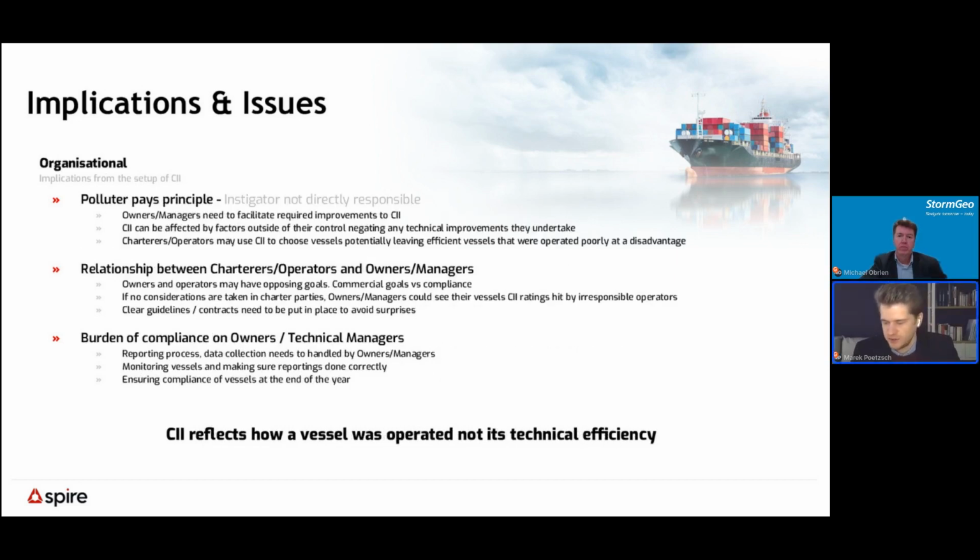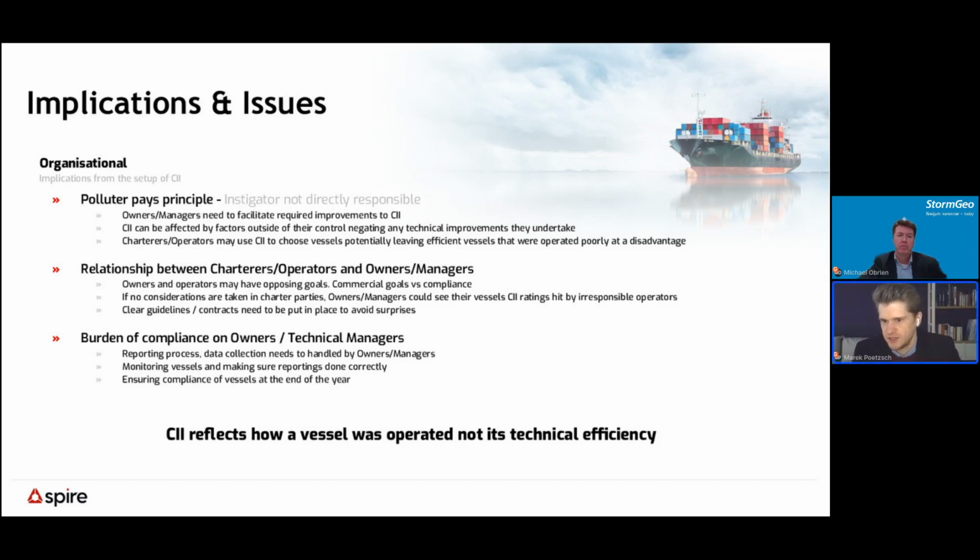So to look at it from a different perspective, from an organizational perspective of what the implications are, one of the first ones, and quite an obvious one, I guess, is that it's a polluter pays principle. So all the compliance responsibility is put on the managers and owners to facilitate the compliance with CII, but also the aforementioned improvements to CII. So keeping the vessel improving over time, and if necessary, after bad ratings, for example, trying to improve the ratings to even meet the CII targets.